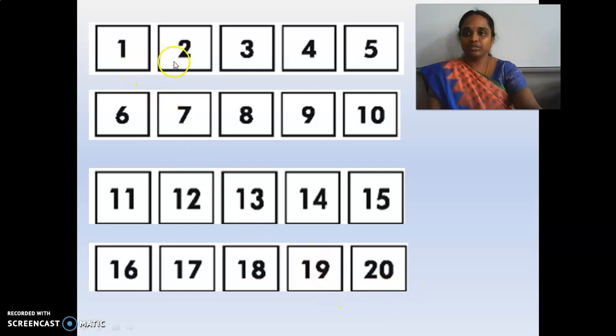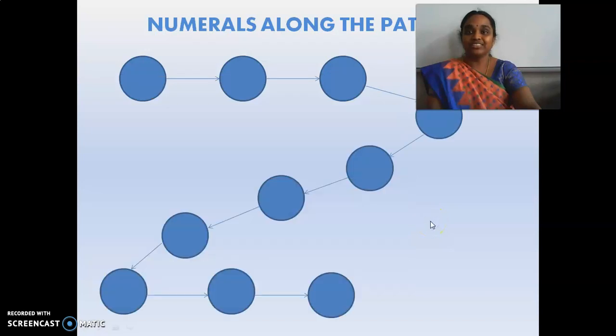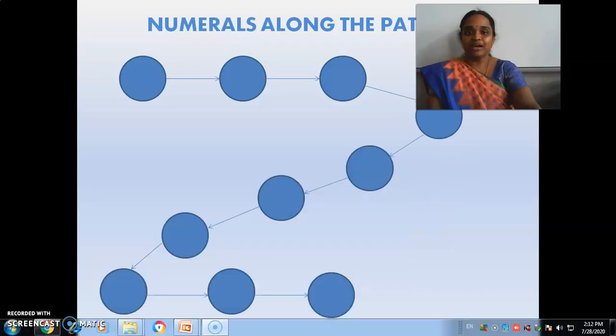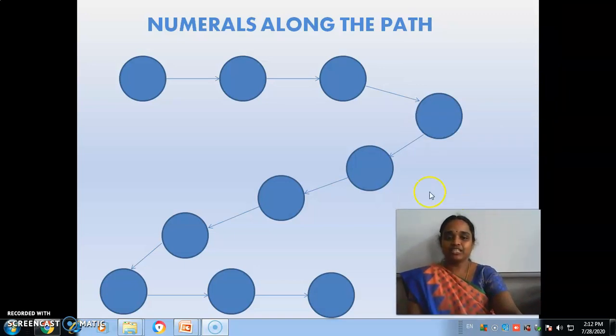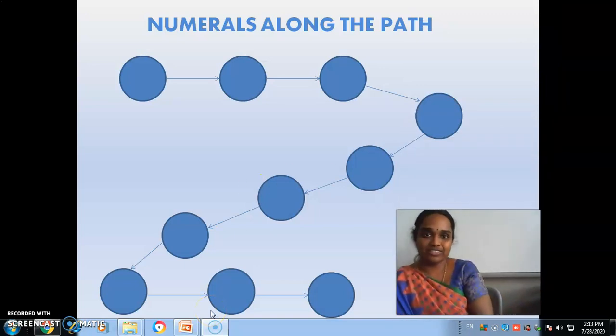1, 2, 3, 4, 5, 6, 7, 8, 9, and 10. 11, 12, 13, 14, 15, 16, 17, 18, 19, and 20. Very good, goodies. So, these numbers we have seen from 1 to 20, correct?